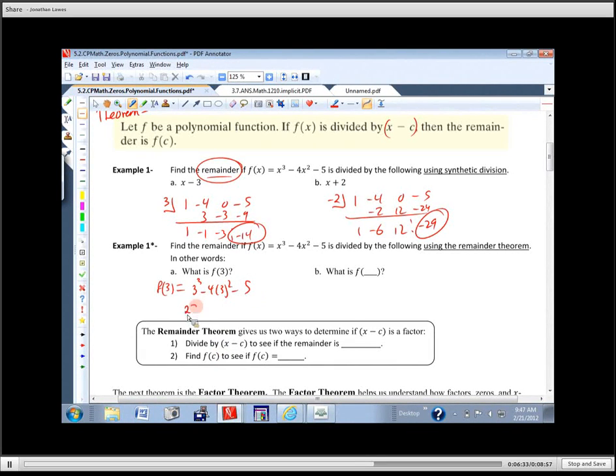So this is 27. This is 9 times negative 4, so that's going to be negative 36 minus 5. So that's going to be 27 minus 41. Difference between 41 and 27 is 14. The bigger one's negative. Matches up.